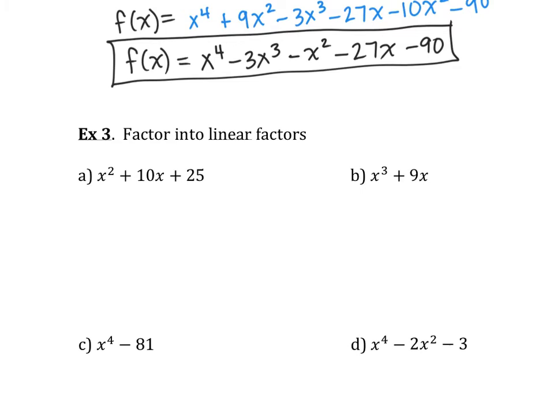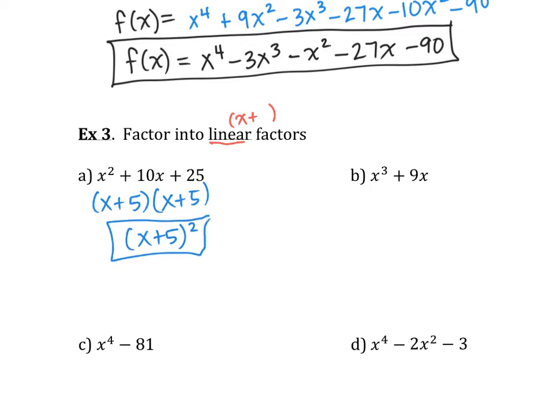For example 3, the directions tell you to factor it into linear factors. Linear factors are going to be degree 1, so I want something like x minus something, x plus something as my final answer. This also means that if I get it all the way to linear factors, I might have irrational factors, I might have imaginary factors. I have to keep going as far as I can. So A is x squared plus 10x plus 25. That's a pretty easy one, I think. So I get x plus 5 times x plus 5, or I can write x plus 5 squared. And these are two linear factors because they're in the form x plus or x minus something.